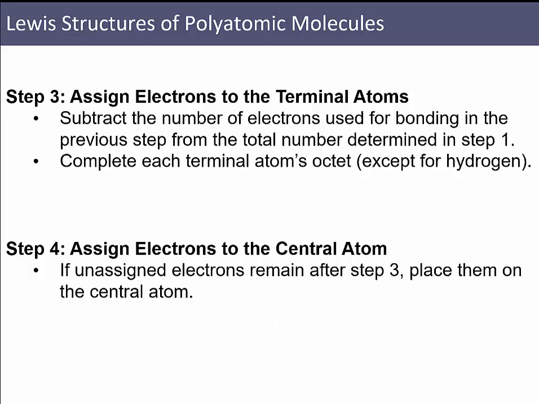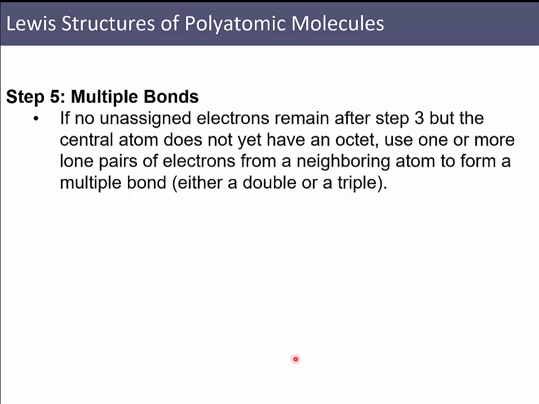If you are unhappy, you do not have a complete octet, then you are going to form a higher order bond, like a multiple bond, a double bond, or a triple bond. Right? You're going to borrow some more electrons. Right? So it's going to help a brother out. It's going to be like, oh, hey, I see you don't got a full octet. I got a lone pair. We're going to share. Right? So let's do some examples.